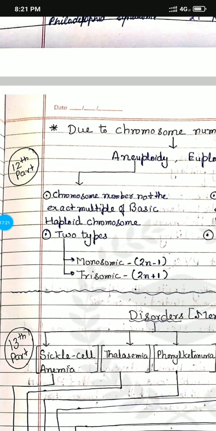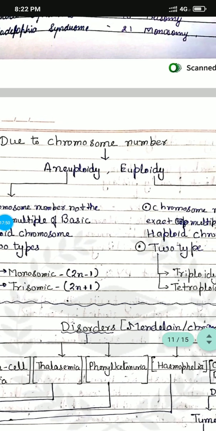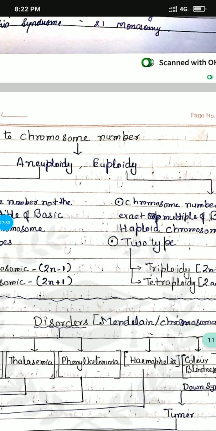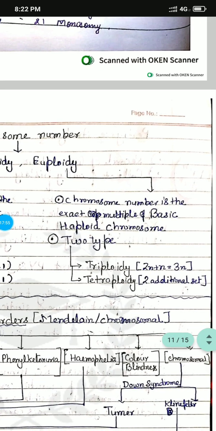Now, we go for the next one. Due to the chromosome number, two types of ploidy are also found. One is aneuploidy, another is euploidy. If it is aneuploidy, listen very carefully. In aneuploidy, the chromosome number is not an exact multiple of the basic haploid chromosome number, and it is of two types: monosomy and trisomy. Monosomy means 2n minus 1. Trisomy means 2n plus 1, which means one chromosome is extra.